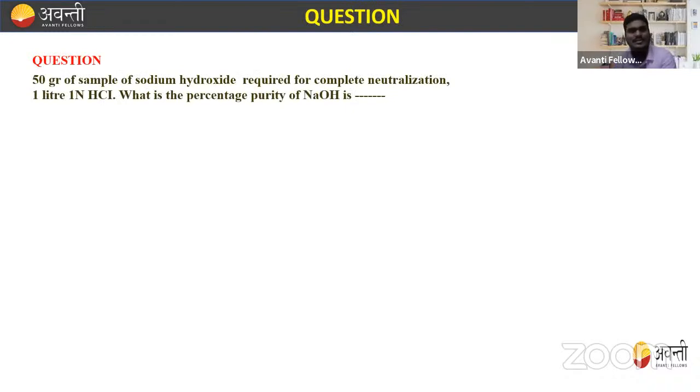Now, let's see this question. In this question: a 50 gram sample of sodium hydroxide is required for the complete neutralization of 1 liter of 1 normal HCl. What is the percentage purity of NaOH? So how will you calculate, beta? We know that weight is equal to normality into gram equivalent weight into volume. So this is how we can calculate this. Now the percentage purity is also asked. So 50 gram of this is given.